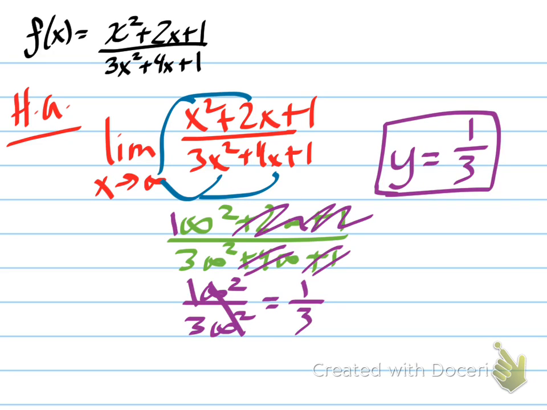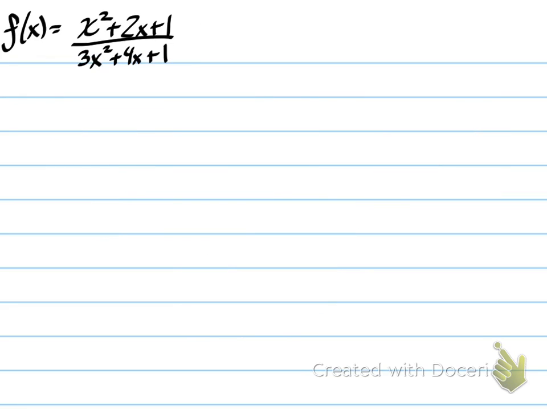So let's take a look at vertical asymptotes. It's a little bit more challenging because, again, it does not tell you which number to approach, whereas we knew that from the get-go here. So let's see if we can find some candidates for vertical asymptotes.